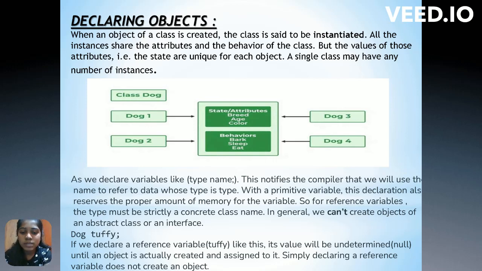As we declare variables like name, this notifies the compiler that we'll use the name to refer to the data of a particular type. With a primitive variable, this declaration also reserves the proper amount of memory for the variable. For a reference variable, the type must be strictly a concrete class name. In general, we can't create objects of an abstract class or an interface. If we declare a reference variable tuffy like this, its value will be undetermined, which means null. Until an object is actually created and assigned to it, simply declaring a reference variable does not create an object.